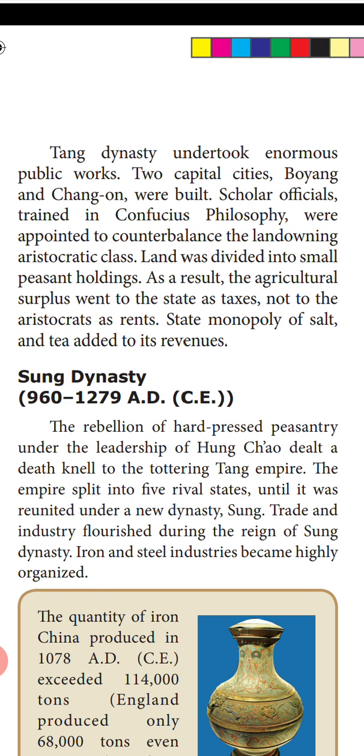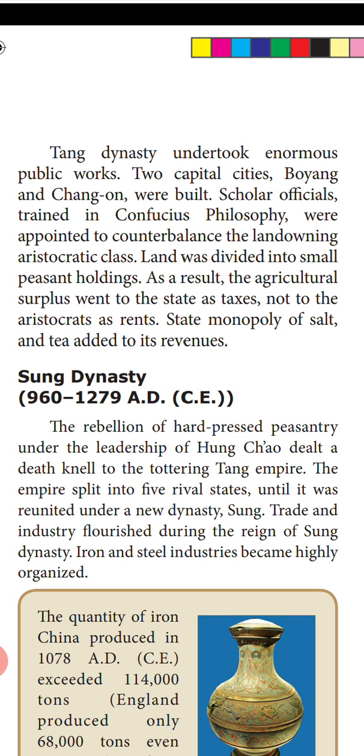State monopoly of salt and tea, enormous salt and tea prepared in China. That also gave enormous wealth to the Chinese kingdom. Now, the end of the Tang dynasty. The rebellion of hard-pressed peasantry under the leadership of Huang Chao dealt the death knell to the tottering Tang Empire. So the Tang Empire came to an end. That empire split into 5 rival states until it was reunited under a new dynasty, Sung.